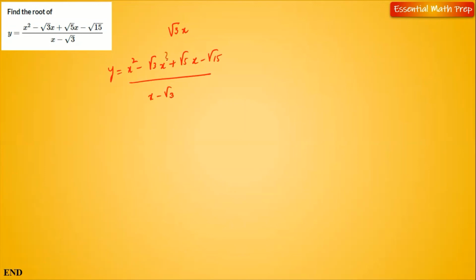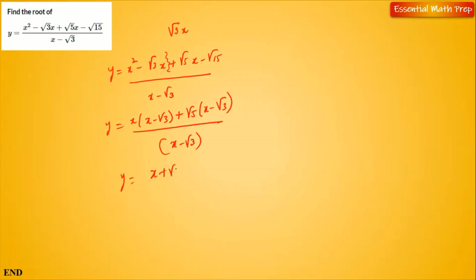If you think of this as just like a quadratic expression and you're trying to factor, then this will become y equals, if you take x out of the bracket, it's x minus root 3, plus if you take root 5 out of the bracket, then it becomes x minus root 3 as well, over x minus root 3. So if you combine terms, y equals x plus root 5 times x minus root 3 over x minus root 3. So these cancel out, gives you y equals x plus root 5, right?